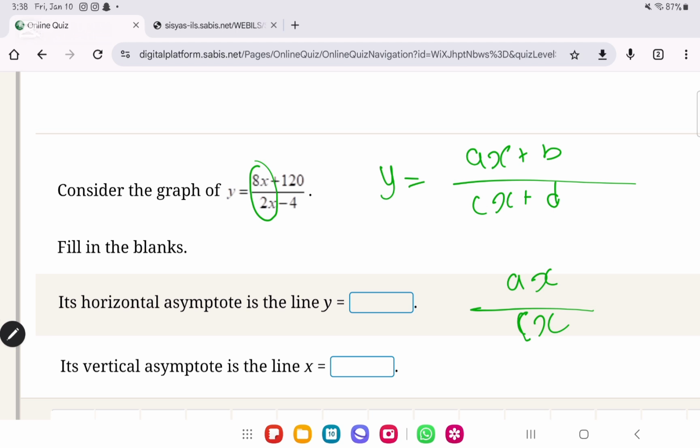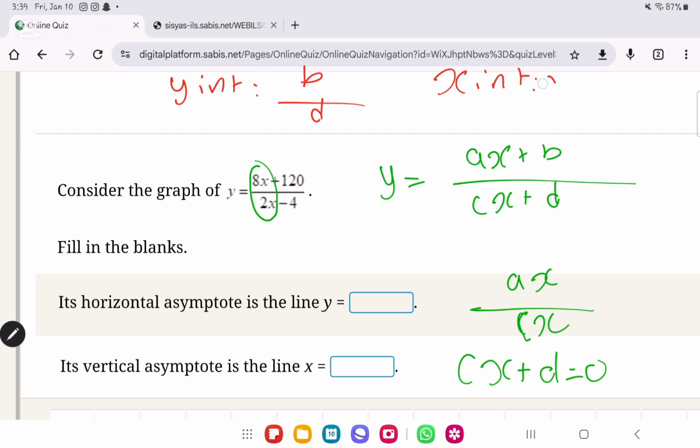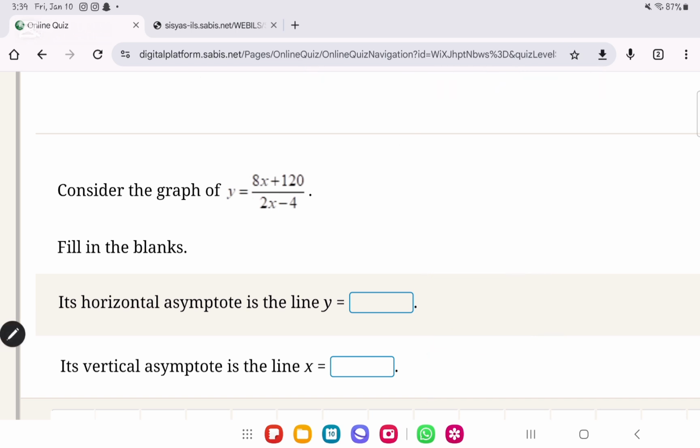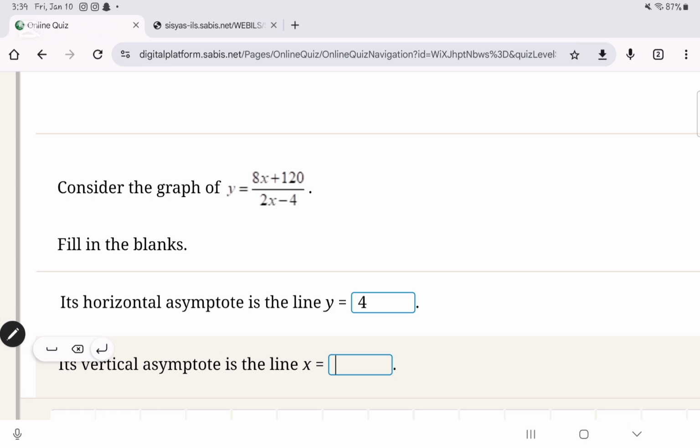When they are asking for a vertical asymptote, it is cx plus d is equal to 0. When they are asking for the y-intercept, it is b over d. And when they are asking for the x-intercept, it is ax plus b is equal to 0. And if you remember these rules, you will be able to solve any question that comes like this. So very simply, the horizontal asymptote, we said it is 8x divided by 2x, which is 4. Vertical asymptote is 2x minus 4 is equal to 0.